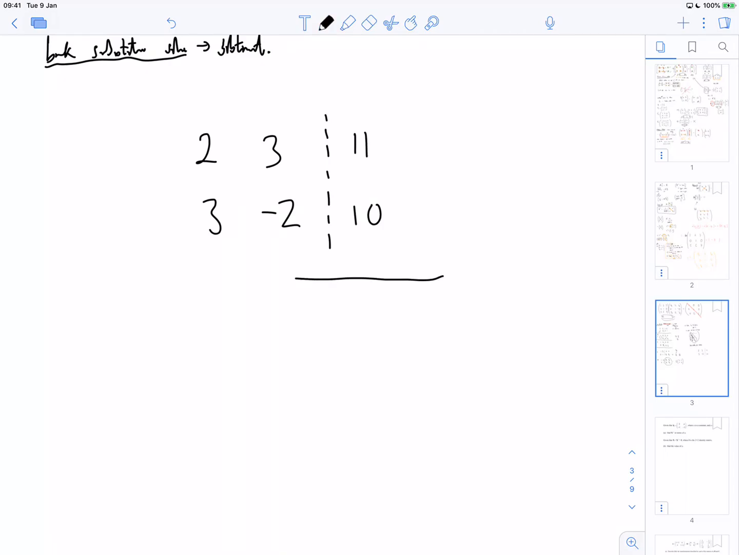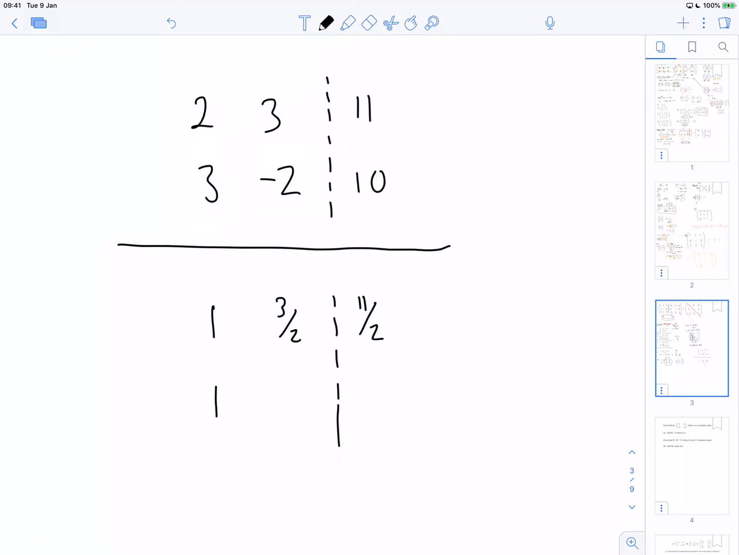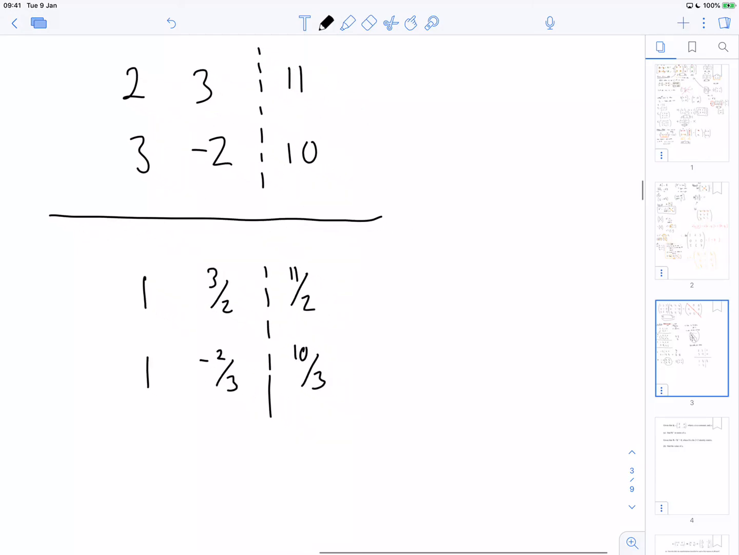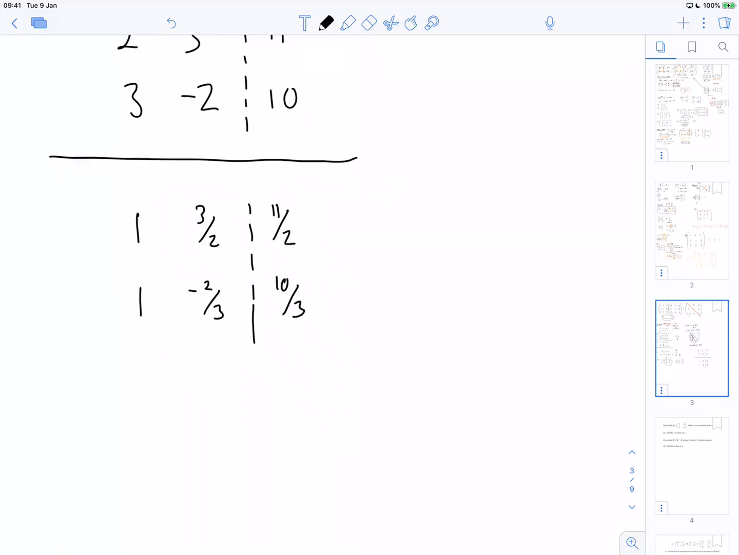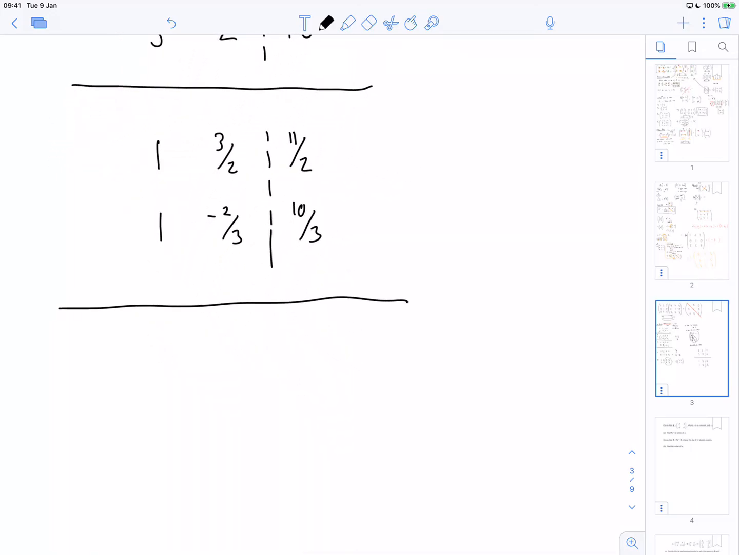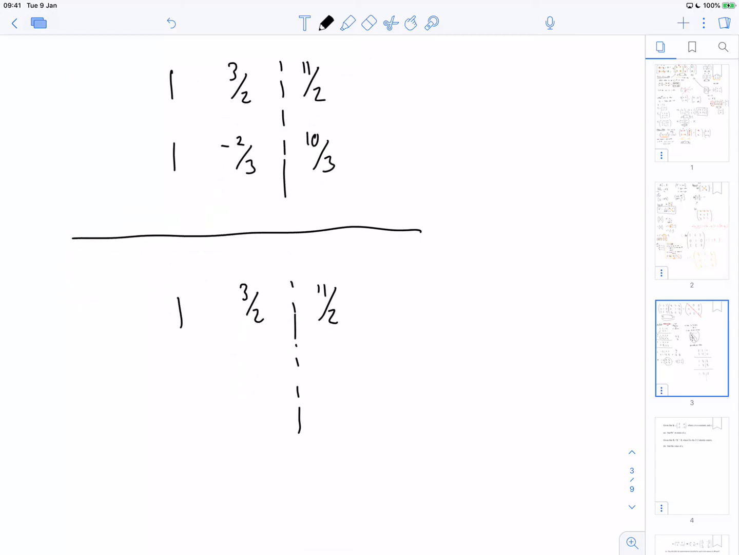So let's deal with that. I divide the top one by 2, so I get 1, 3 over 2. Divide 11 by 2 is 11 over 2. Divide the bottom by 3 to get 1, minus 2 thirds, and then this becomes 10 thirds. I then will try again, and now I have 1, 3 over 2, 11 halves here. But this time I will subtract the bottom from the top.